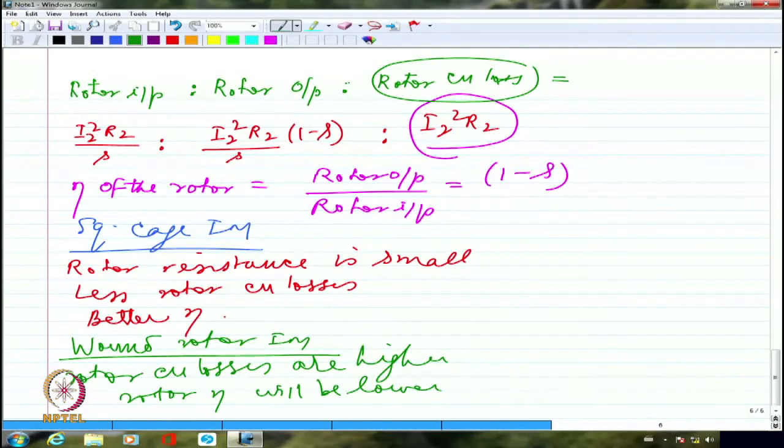In the squirrel cage rotor, maybe 50 watts have gone as copper loss. Whereas in the wound rotor motor, 100 watts will go as copper loss. So obviously, I will have only 300 watts left over as the output in the case of slip ring rotor, whereas in the other case it will be 350 watts. So if I assume that I am giving the same amount of rotor input to both the machines, which one will give me a better output?